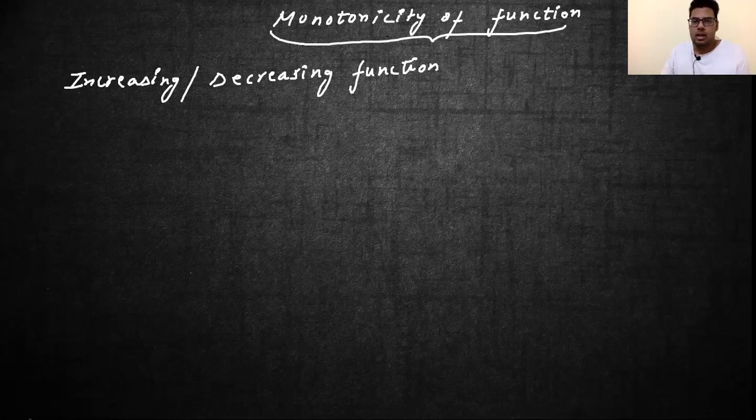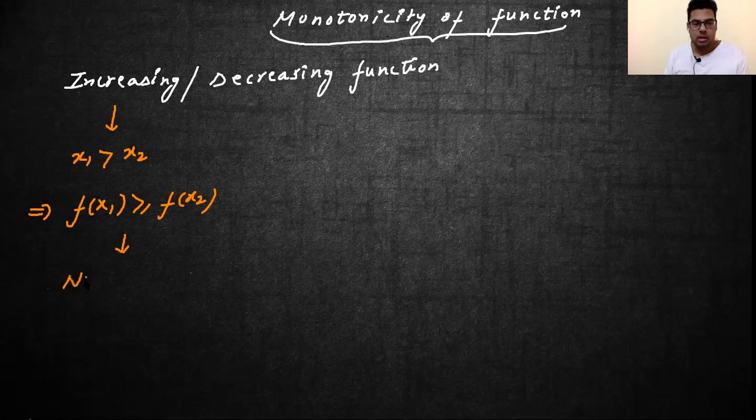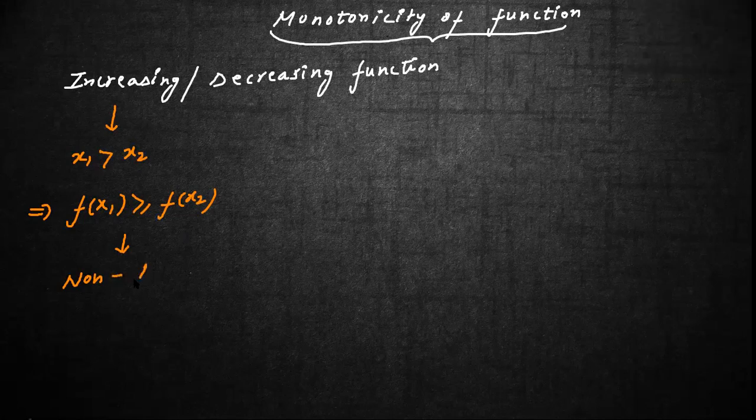So we can write down here that a function is said to be increasing if we say that x1 is greater than x2 implies f of x1 greater than f of x2, right? So in this case, the function is non-decreasing. Why are we not saying it is increasing only? Because it is non-decreasing, because it can be equal also, right? So that is why here we say this is non-decreasing.